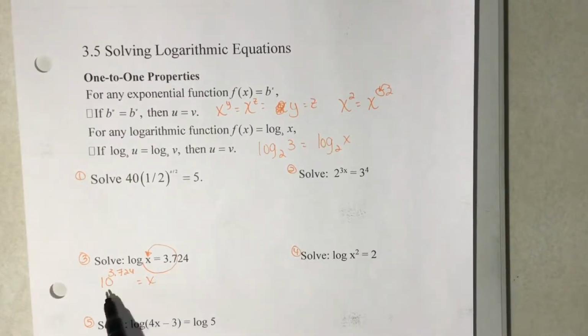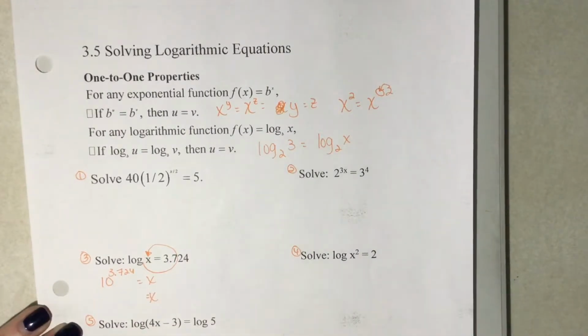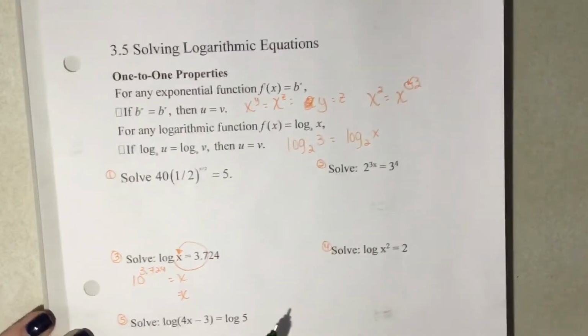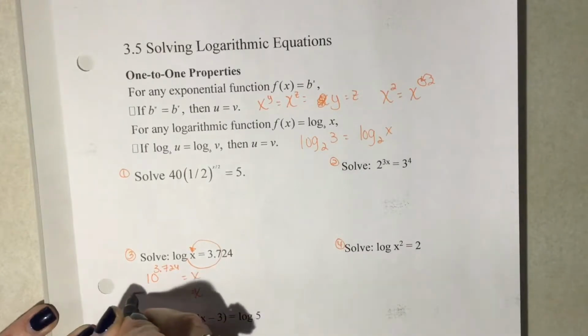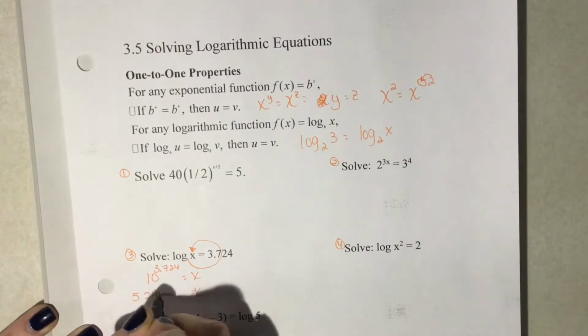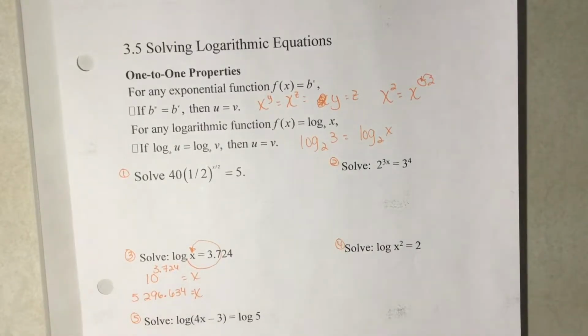Type in your calculator, 10 raised to the 3.724. And since this is out to the thousandths place, then your answer also should be representing that many, or that number of decimals as well. So 5,296 and 634 thousandths would be my answer.